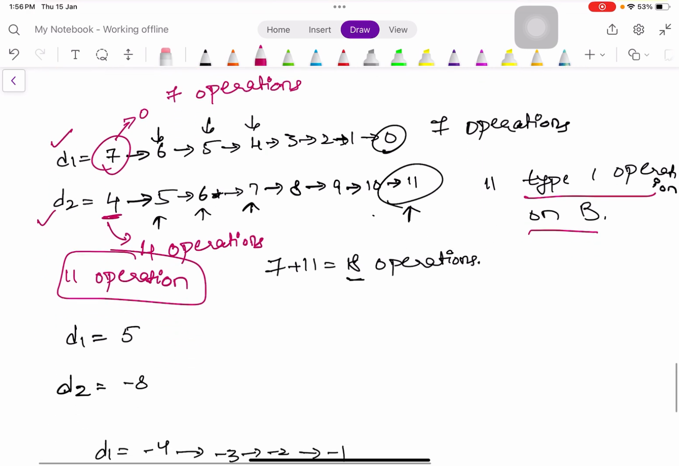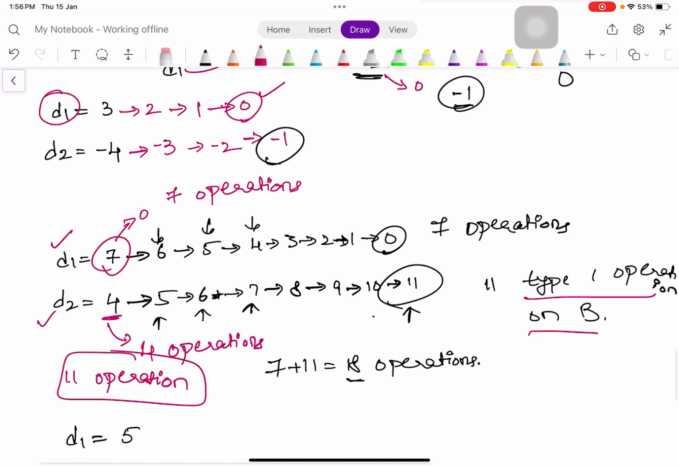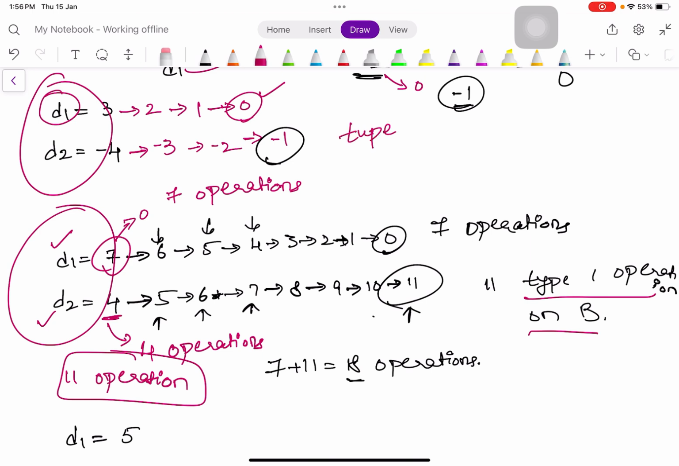Okay. Now, how do we decide using this approach is better or using this approach is better? Here we used some type 1 operations on string A.